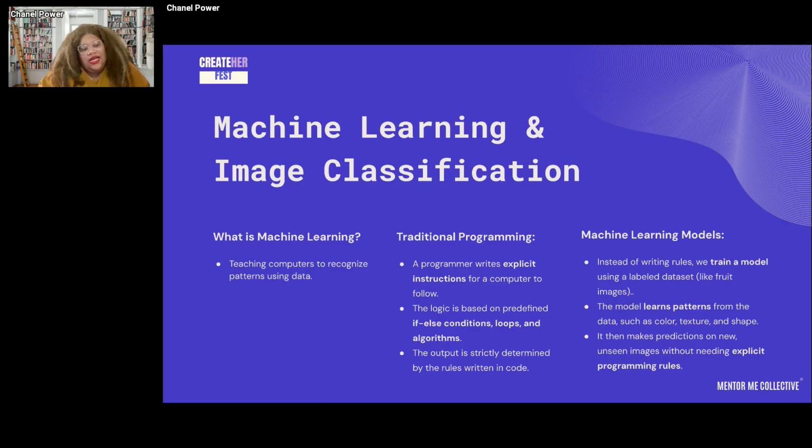Machine learning and image classification. What is machine learning? Obviously, we hear a lot of individuals leaning into it. I don't want to be long winded, but basically, how do we teach computers to recognize patterns? We do that by leveraging various kinds of data. It can be numbers, images, or text.